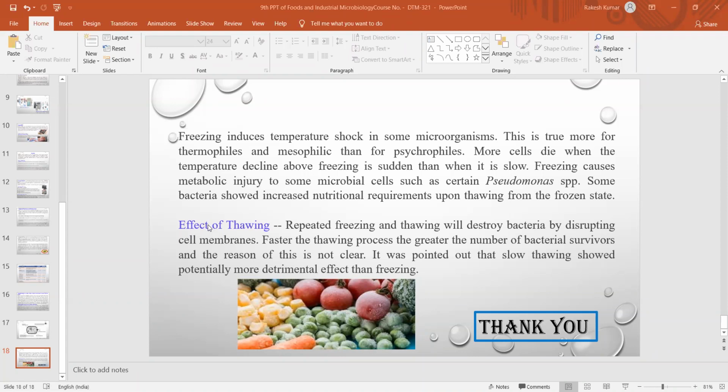Now, one very important thing about thawing, it was observed that slow thawing showed a potentially more detrimental effect than the freezing process. So repeated freezing and thawing will destroy bacteria by disrupting cell membranes. The faster the thawing process, the greater the number of bacterial survivors, and the reason for this is not clear. So slow thawing is more detrimental, and it is more effective.